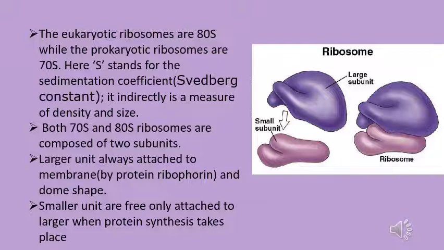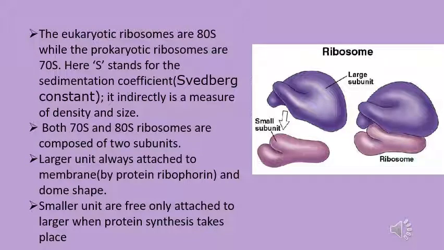The ribosomes are of two types according to their structure, that is 80S and 70S. Mainly 80S is present in eukaryotes, and in prokaryotic cells 70S is present. Eukaryotes also have 70S in their organelles. Here S stands for sedimentation coefficient or Svedberg constant that directly measures the density and the size of the ribosomes. Now, what are these sedimentation units? These are the units that can settle down after the centrifugation process.